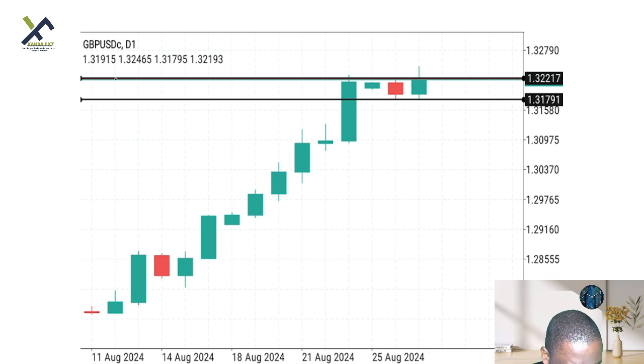Now this is Great Britain USD. You notice that this market has been ranging for 3 days now, making 1, 2, 3. You notice that there has been a particular resistance placed at this level, and there has also been a particular support on this level. For the past 3 days now, it has been respecting this resistance and this support level.